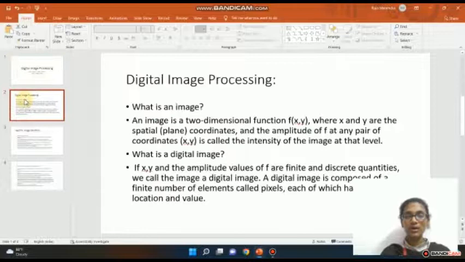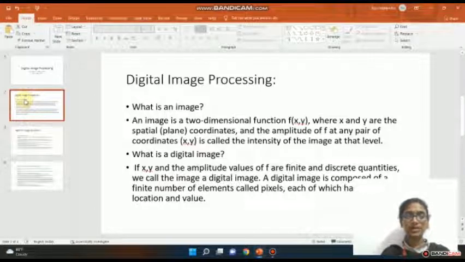First of all, what is an image? An image is a two-dimensional function f of x, y, where x, y are the spatial or plane coordinates, and the amplitude of f at any pair of coordinates x, y is called the intensity of the image at that level. And next, what is a digital image?